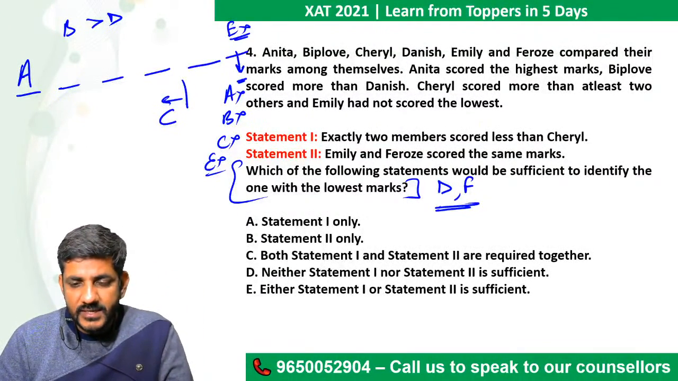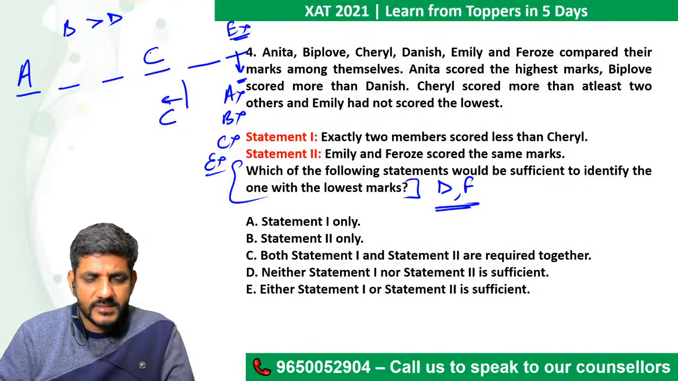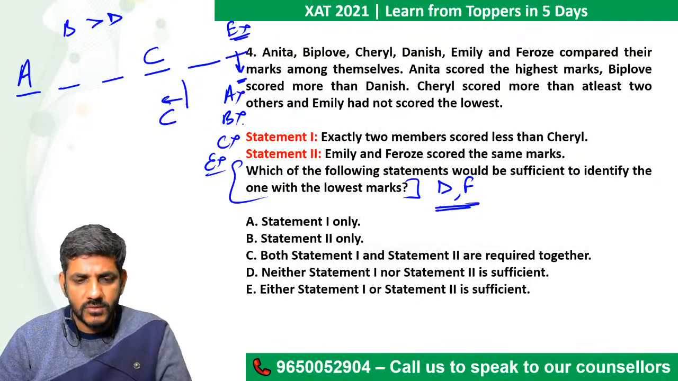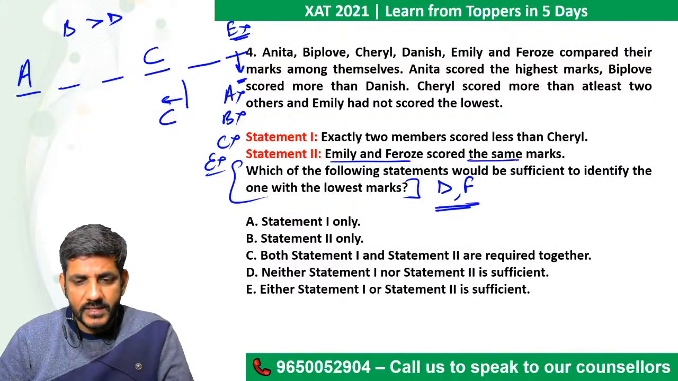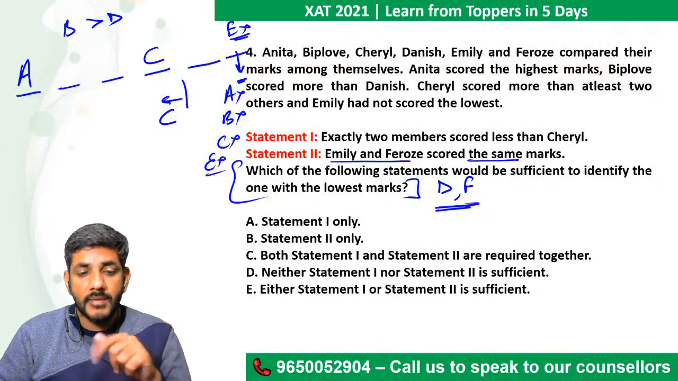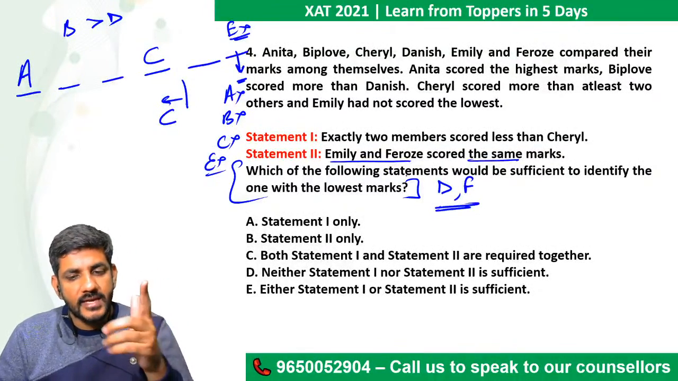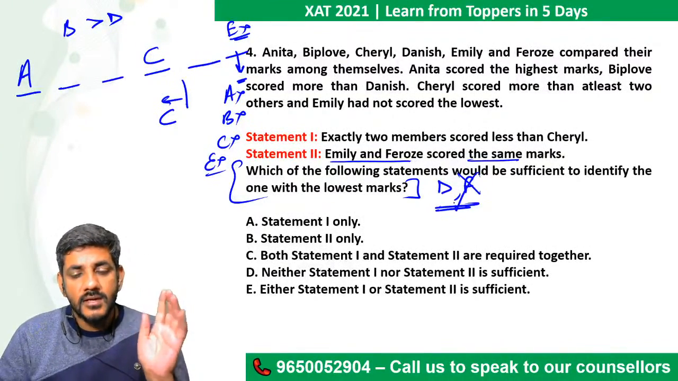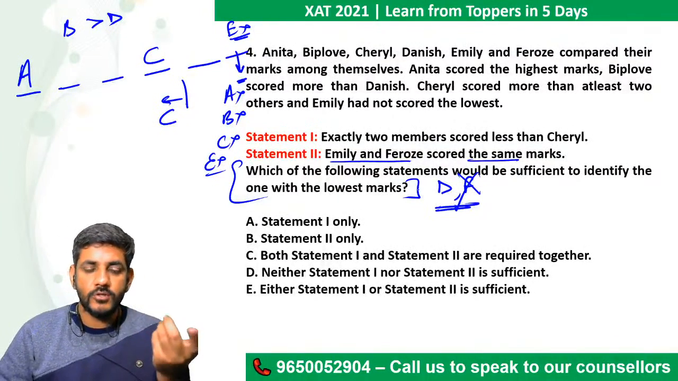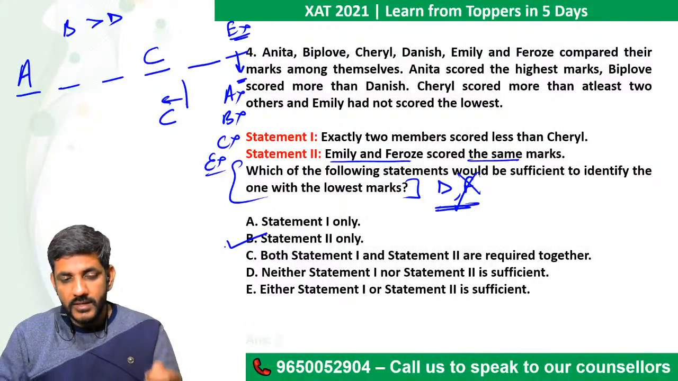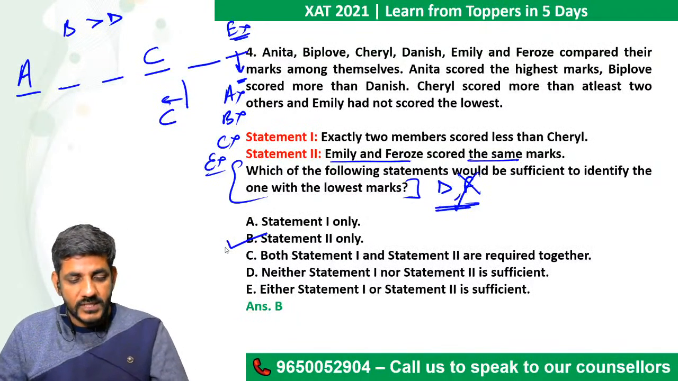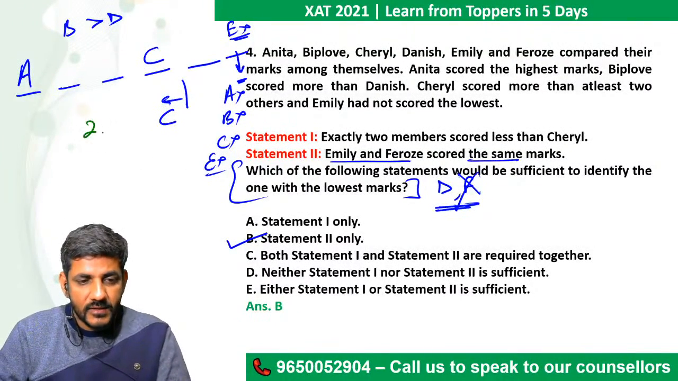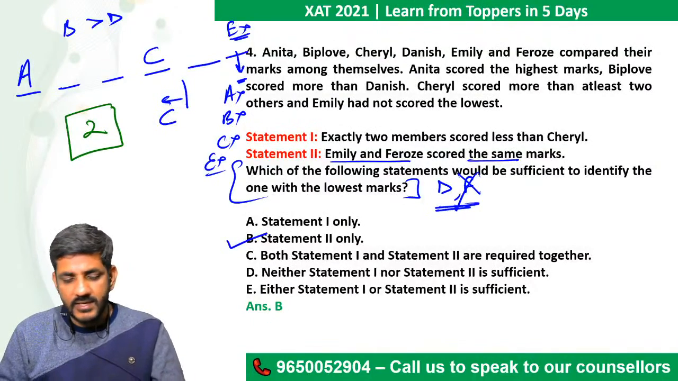Statement 1 says exactly 2 members scored less than C. That means C is here. Still it does not answer my question. Not important. Second, E and F scored the same marks. If E and F scored the same and E is not lowest, can I say F is also not lowest? And if F is not lowest, D is lowest. So the second alone is sufficient to answer my question. That is answer B.